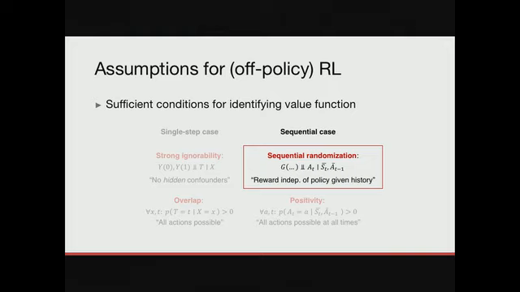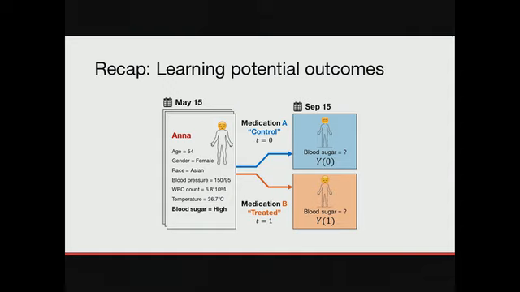OK. So last recap on the potential outcome story. This is a slide. I'm not sure if you showed this one, but it's one that we used in a lot of talks. And it, again, just serves to illustrate the idea of a one-time step decision. So we have here Anna, a patient comes in. She has high blood sugar and some other properties. And we're debating whether to give her medication A or B.